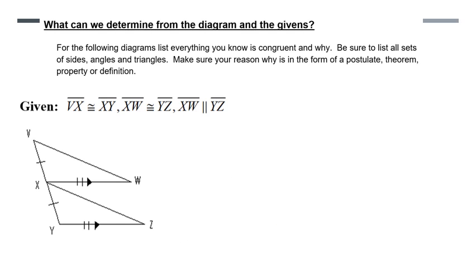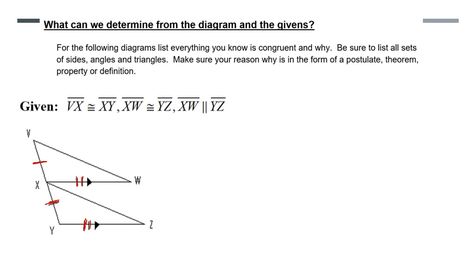All right, the last of the homework questions I gave you to do. I know that VX is congruent to XY, and that's already marked for us. That's nice. I know that the segment XW is congruent to the segment YZ, so there's a double there. We have that already, so we don't need to do that. And then I also know that these two segments are parallel, which we already have.